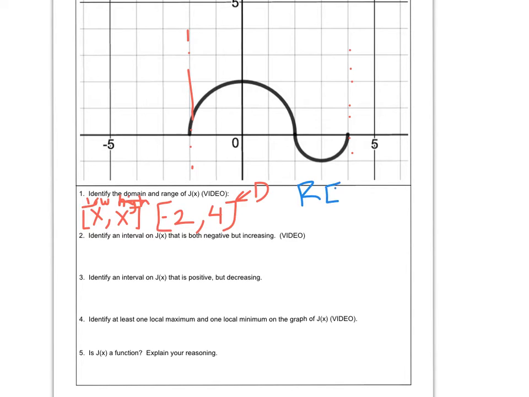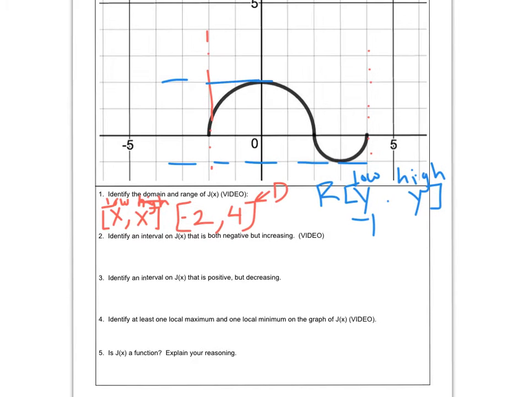Similarly, for range, we need a lowest y and a highest y. So if I take a look, my lowest y value is -1. My highest y value is +2. My range is going to be -1 to +2.